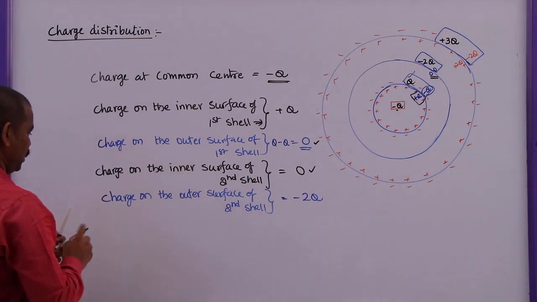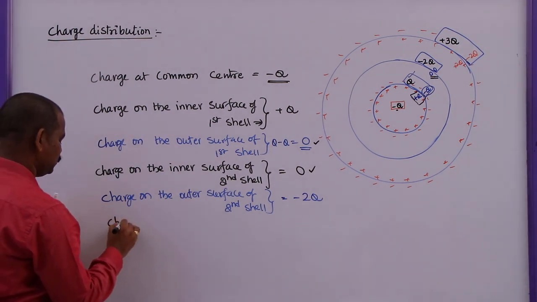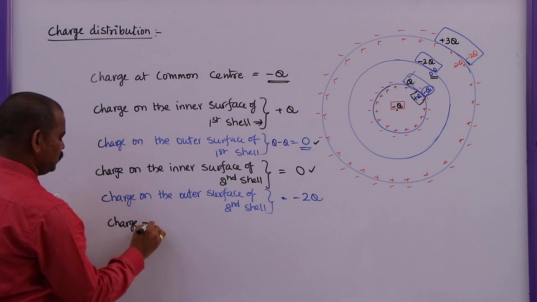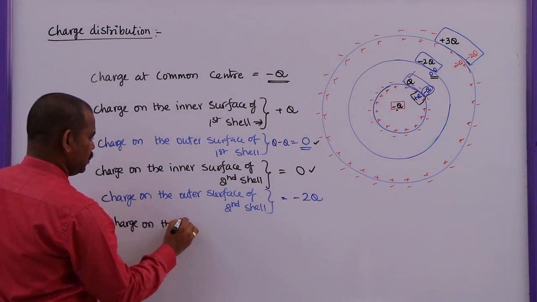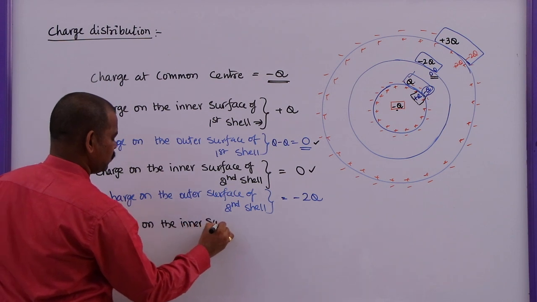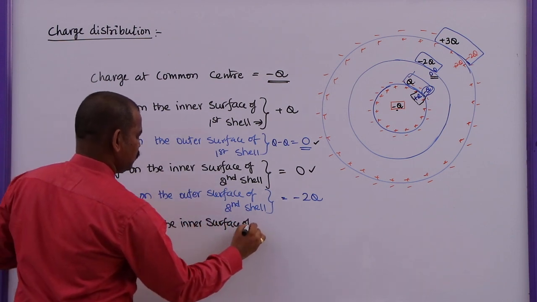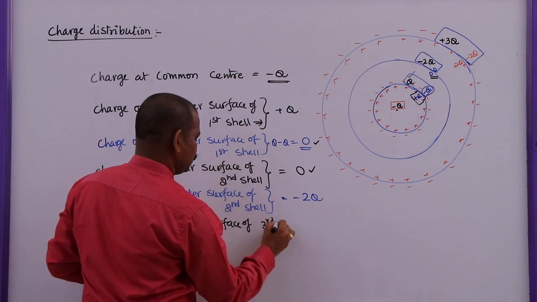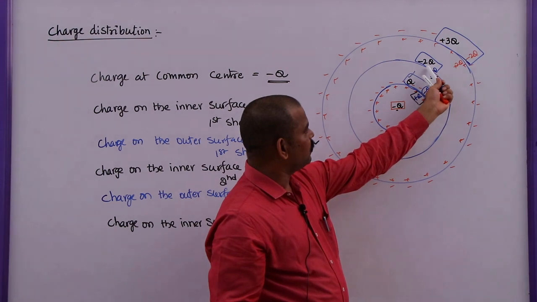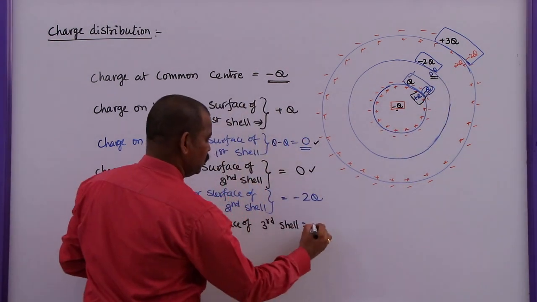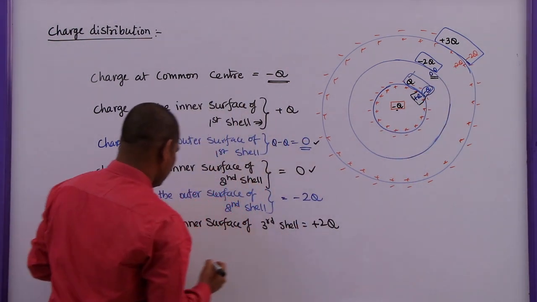Now what is the charge on the inner surface of the third shell? The inner surface of the third shell has minus 2q, so the induced charge will be plus 2q. So the answer is plus 2q.